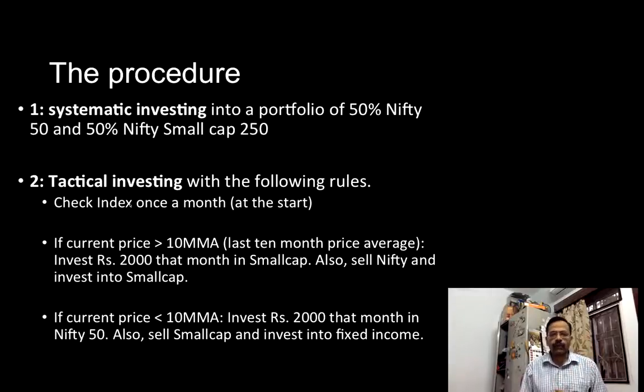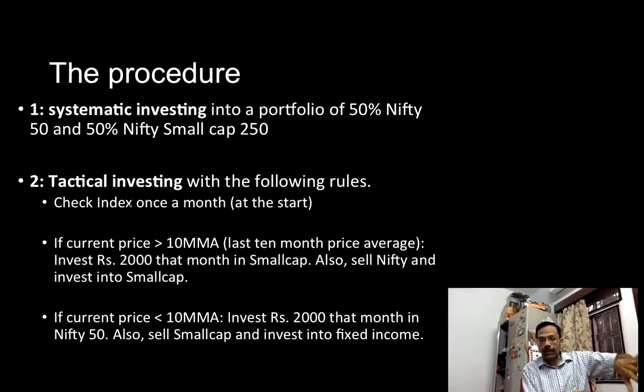In tactical investing, what we will do is check the index, that is the small cap index, once a month, at the start of the month, let's say. If the current price of the small cap index is greater than its 10-month moving average, then we will put 2,000 rupees, that is the entire money to be invested that month in equity, into the small cap index. Then we will also sell the Nifty, whatever large cap we have, and invest it into small cap. So it will be entirely in small cap when the current price is greater than the 10-month moving average. When the current price falls below the 10-month moving average, we will invest the full money for that month into large caps, that is the Nifty 50.